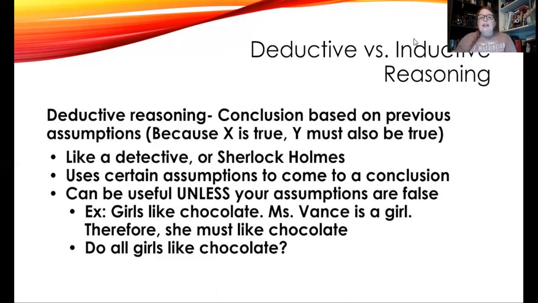Well, an example of deductive reasoning is on our slide. So if you go with the assumption that girls like chocolate, so in your experience, that's what it is. Girls like chocolate. Miss Vance is a girl. Therefore, she must like chocolate. Well, that's true, right? So your deductive reasoning worked, but do all girls like chocolate? Is that a correct assumption? So that's the problem with deductive reasoning: if your assumptions are wrong, your conclusions are wrong too.